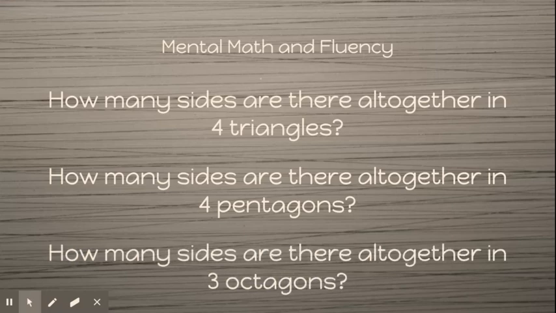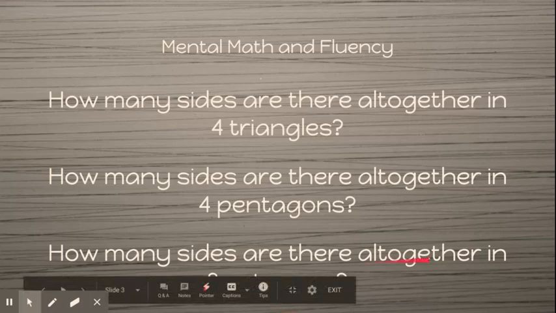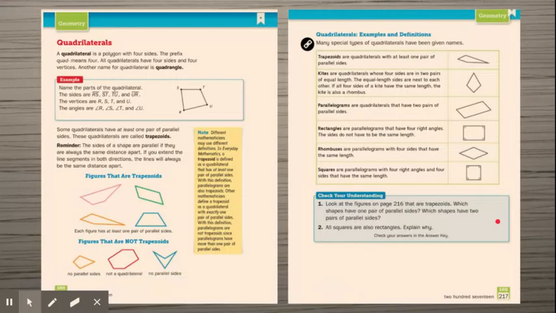How many sides are there altogether in 3 octagons? Well, octagons have 8 sides, so I need 3 8s or 3 times 8. I could also do an addition problem. 8 plus 8 is 16. 16 plus 8 is 24. So there are 24 sides in 3 octagons.